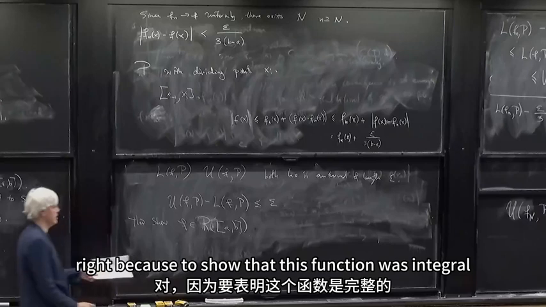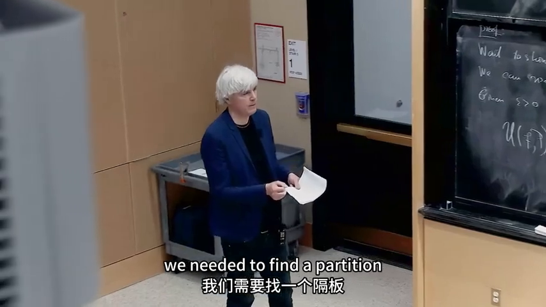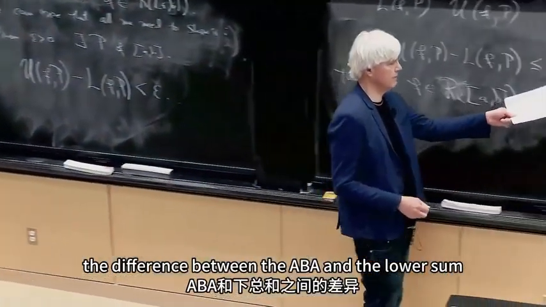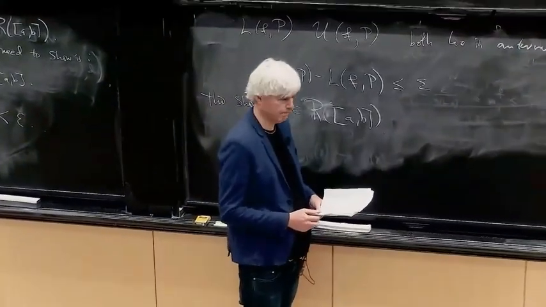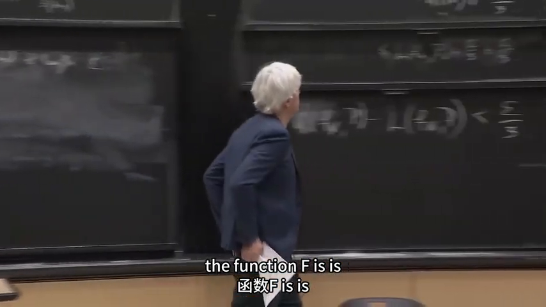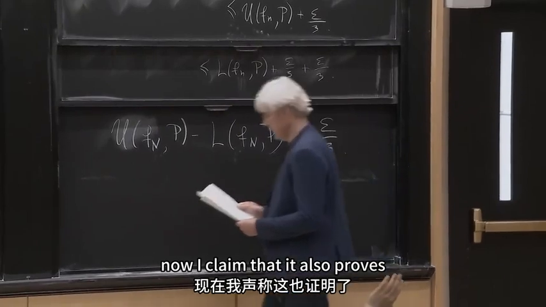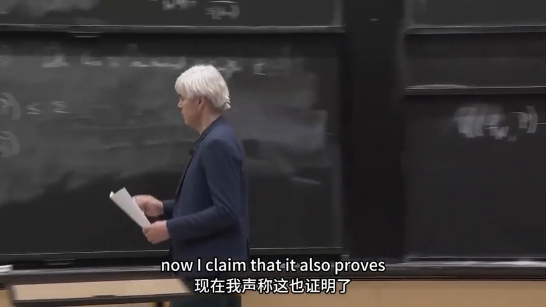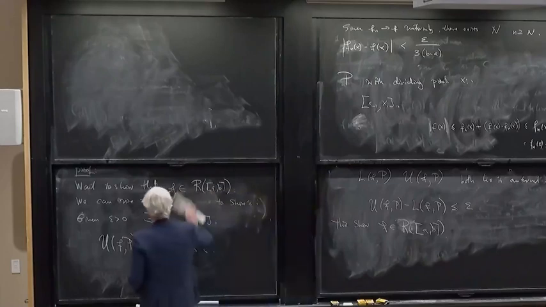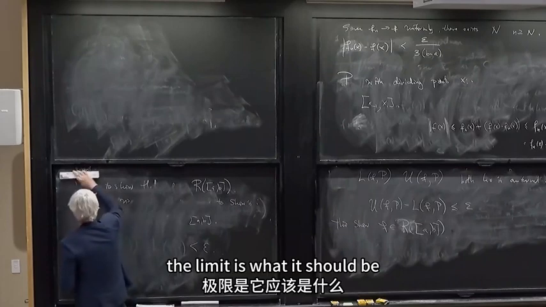Right? Because to show that this function was integrable, we just needed, for a given epsilon, to find a partition so that the difference between the upper and the lower sum was less or equal to epsilon, right? So the function f is integrable. Now I claim that it also shows that the limit is what it should be.